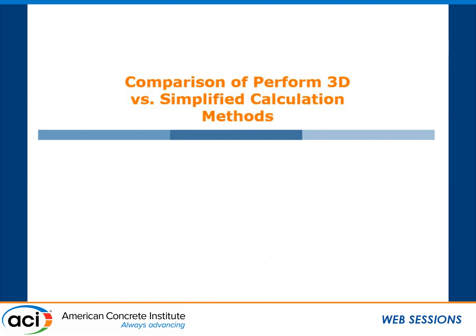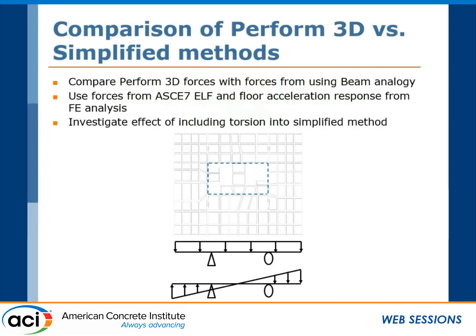Next over here, we're comparing the results from a finite element analysis to estimating demands using a simplified method such as a beam analogy. So this is how we estimated the forces. Here is the tower level of the diaphragm, one of the tower levels for the building, and this is how we idealize it to simplify the calculation.